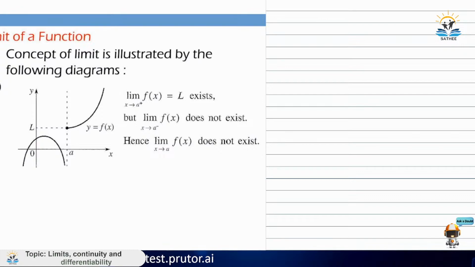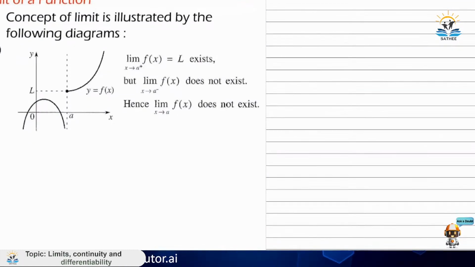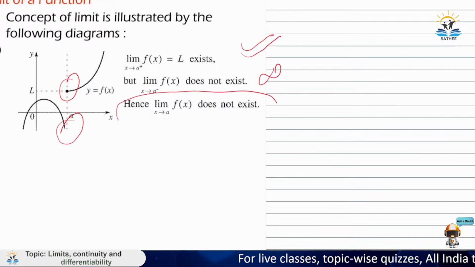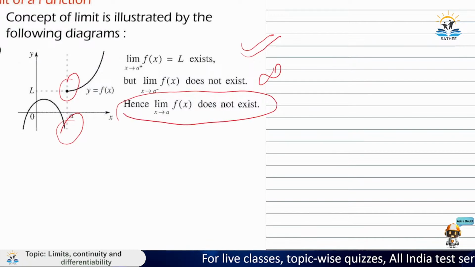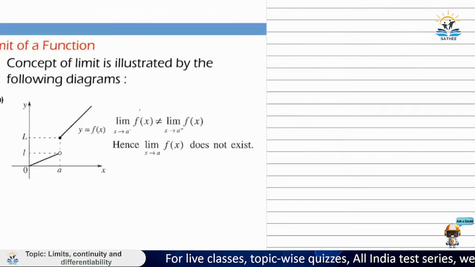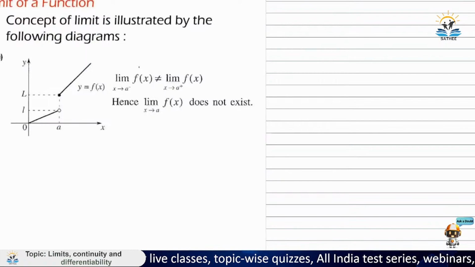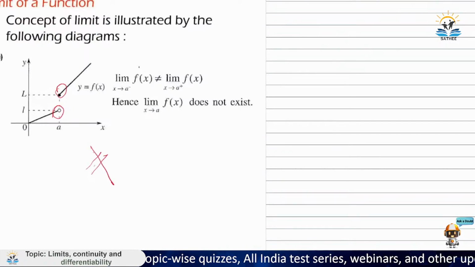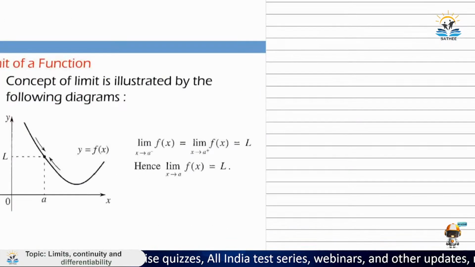Okay, the concept of limit is illustrated by the following diagrams. Okay, so at positive we know that the limit exists. At negative it does not exist because it's tending to infinity, so the limit does not exist. Okay, next. Here we can see there is a limit here, there is a limit here, but those are not equal, so we do not have a standard limit.